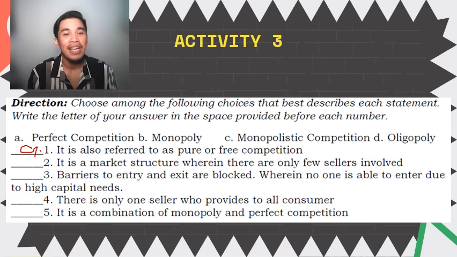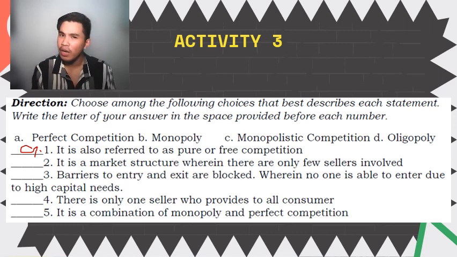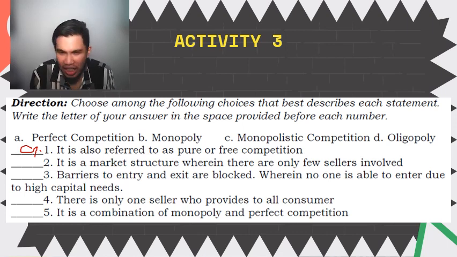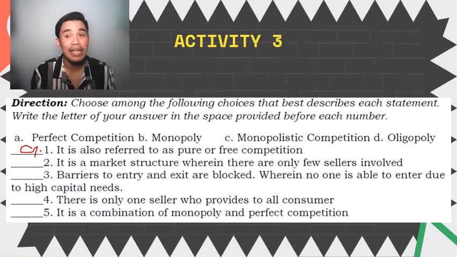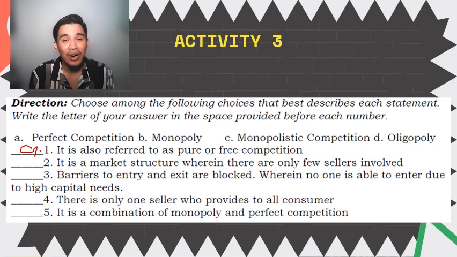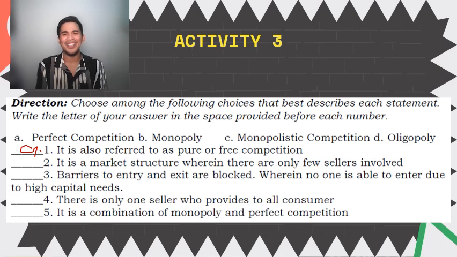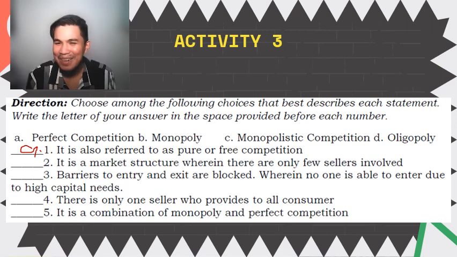For number 2, it is a market structure wherein there are only few sellers involved. O ano kaya yan? Perfect competition, monopoly, monopolistic competition, or oligopoly? Number 3, barriers to entry and exit are blocked. Grabe, blocked talaga. Wherein no one is able to enter due to high capital needs. Ay, alam niyo yan. Sige, please write your answer. Write the letter of the answer. Ayan. Number 4, there is only one seller who provides to all consumers. Oy, feeling ko pareha ang answer ni number 3 at number 4.